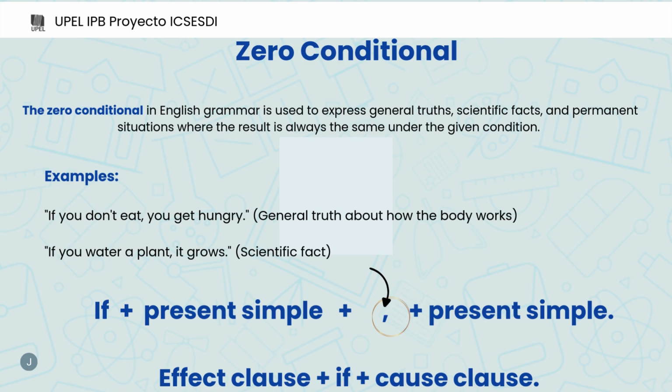So let's study the structure of the zero conditional. You have to use the word if to make the condition. The first clause has to be in present simple, then you have to use a comma, and then the next sentence, which is the effect, has to be in present simple too. But if you're gonna do the opposite, if you're gonna change the clauses, you have to delete the comma.